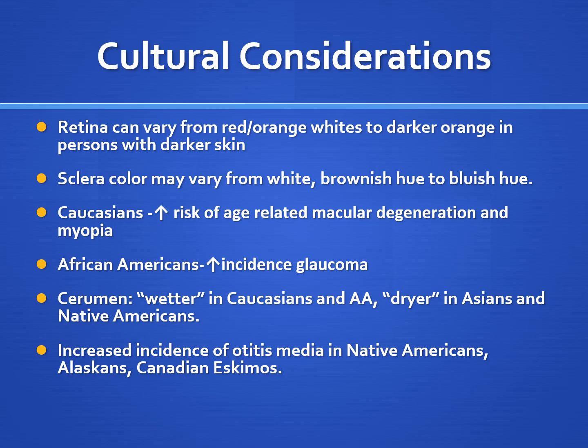And then cultural considerations of the head, ears, eyes, nose, and throat. So retinal color can vary based on pigmentation. So don't expect every retina to look the same. Variation is going to be normal. Sclera color, it's not always bright white. Some have bluish hues, brownish, yellowish tint, or true yellowing, which is jaundice, which is not normal. And then disease risk patterns. Caucasian patients have increased risk of age-related macular degeneration, and then myopia. African American patients have an increased risk of glaucoma.